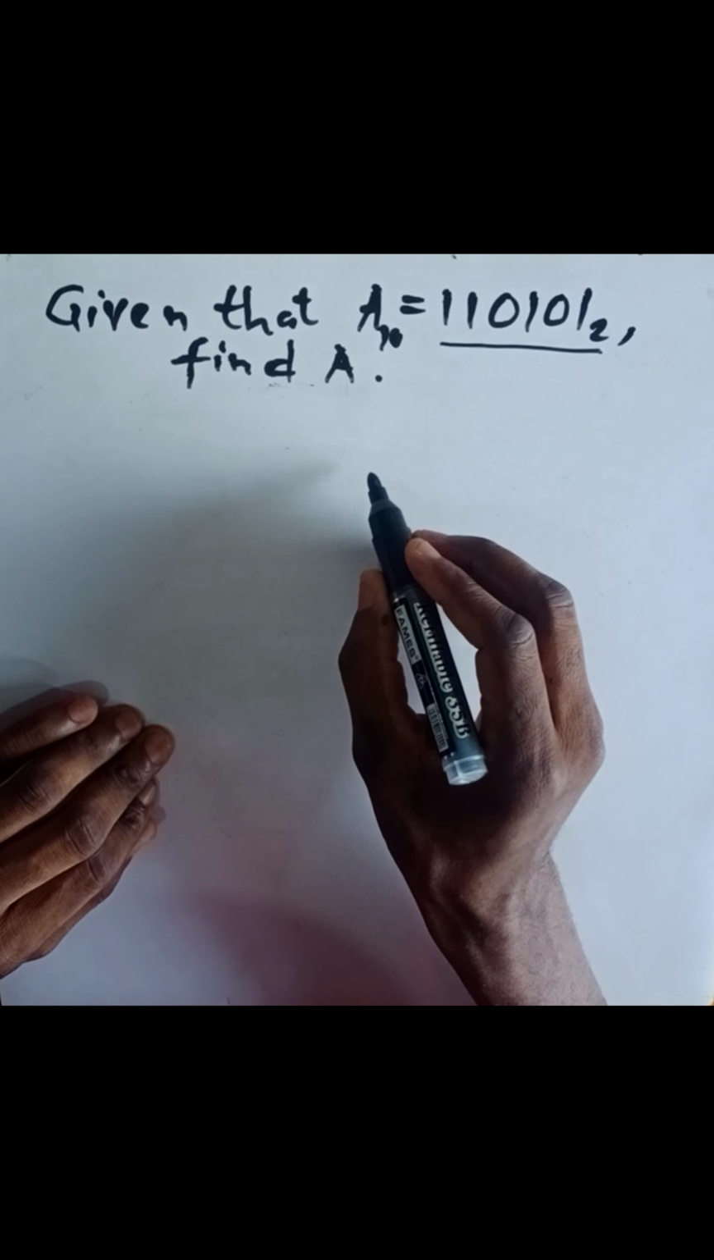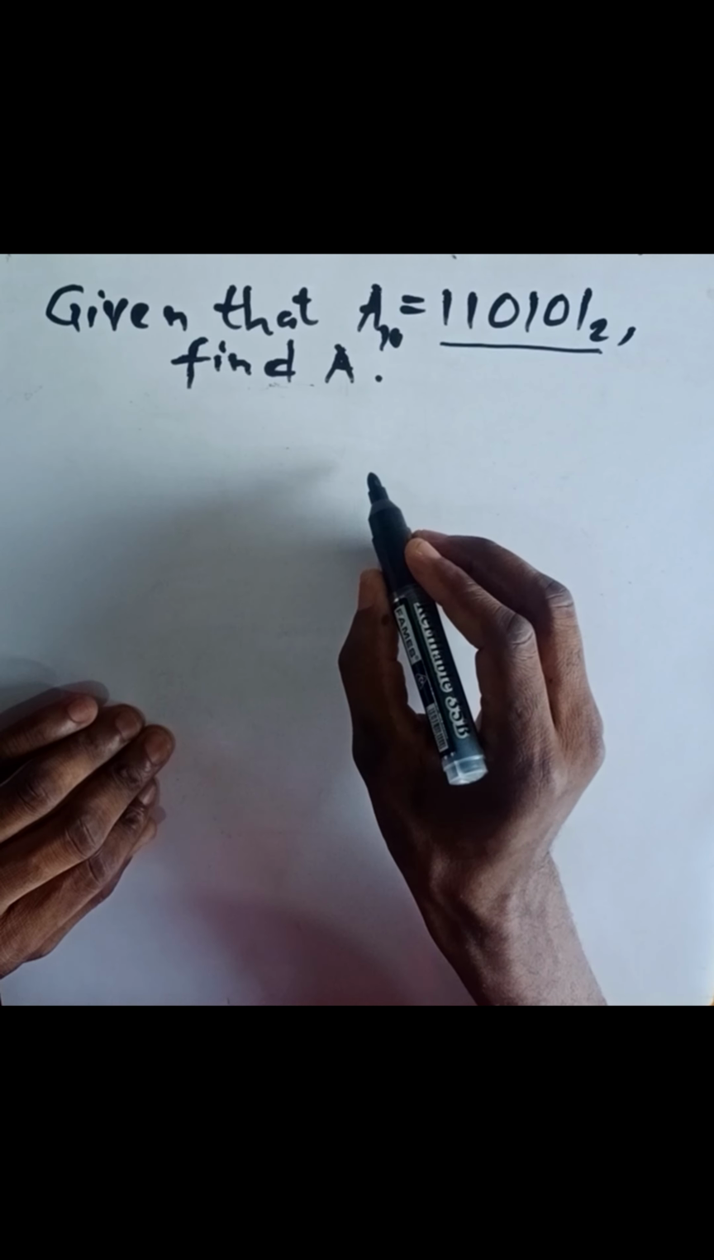It now implies that this will be 1 multiplied by 2 to the power of 5, which is 32, plus 1 times 2 to the power of 4, which is 16, plus 0 times 2 to the power of 3, which is 8, plus 1 times 2 to the power of 2, which is 4, plus 0 times 2 to the power of 1, which is 2, plus 1 times 2 to the power of 0, which gives us unit 1.